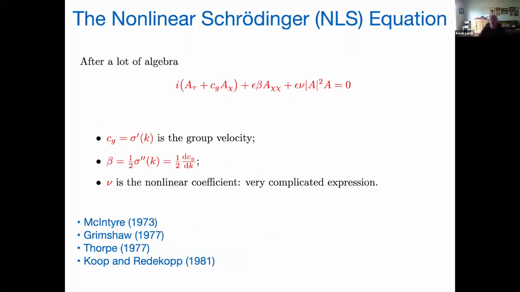Okay, so after a lot of algebra, you get the NLS equation. Here, CG is the group velocity. So it's d sigma by dk, sigma of k being the dispersion relation. Beta is a half times the derivative of the group velocity. And then nu is some nonlinear coefficient, a very complicated expression.